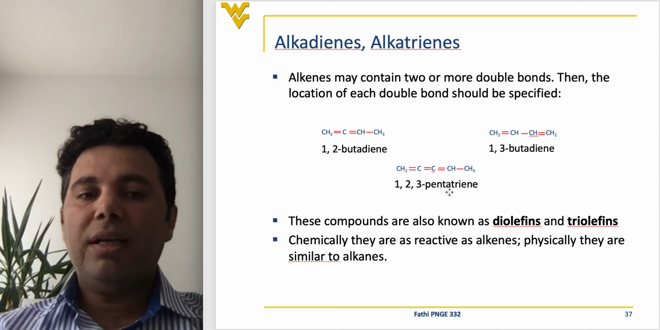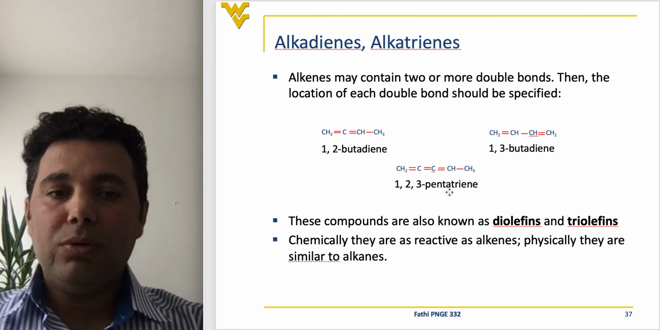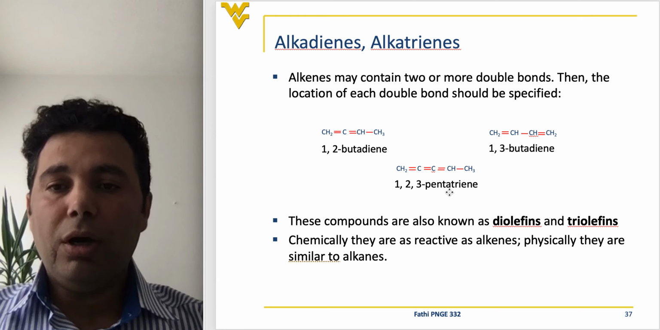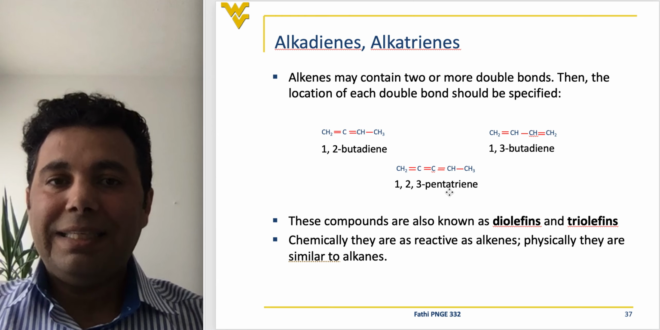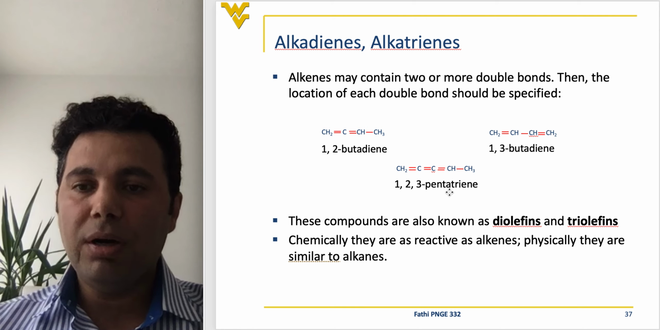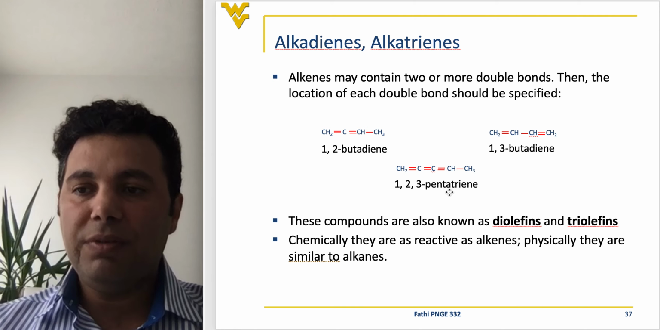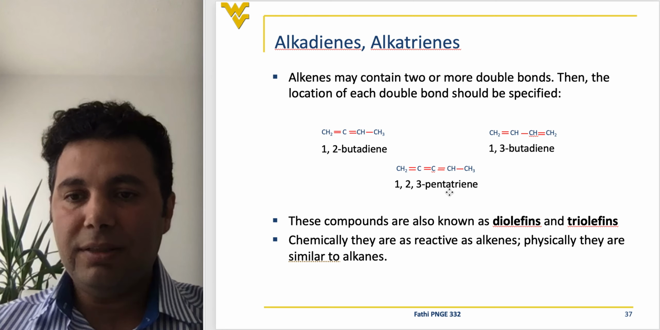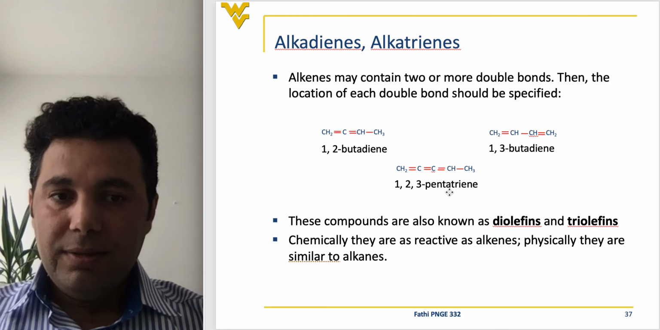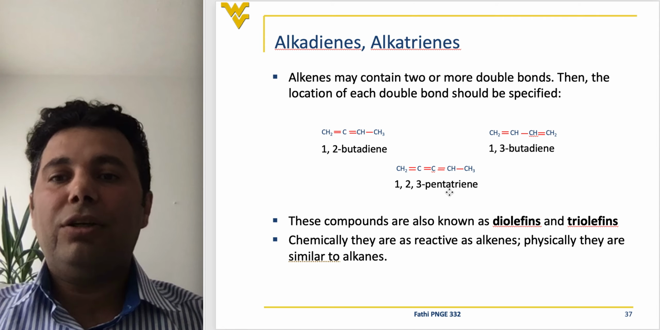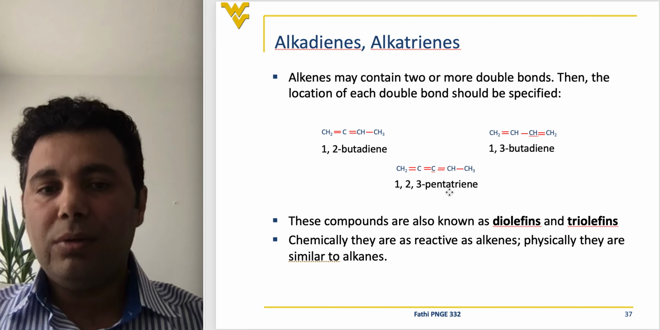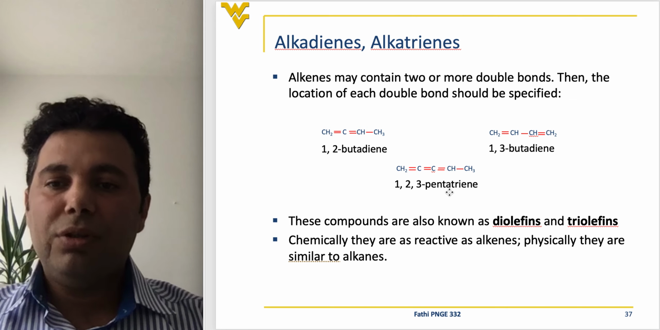The alkadienes are most of the time called diolefins, and the alkatrienes are called triolefins. As I said, alkanes are paraffins. Alkanes are paraffins because they are not reactive. Alkenes are called olefins. Alkadienes are diolefins, and alkatrienes are triolefins. These are the industrial names.